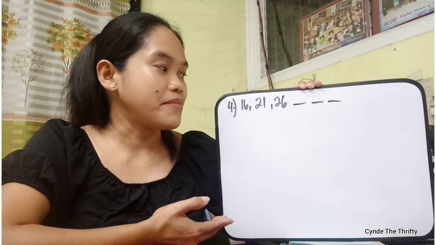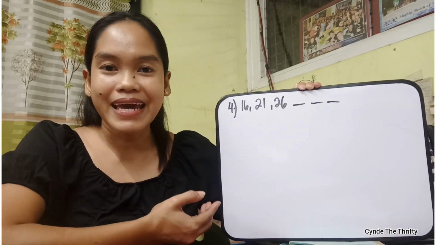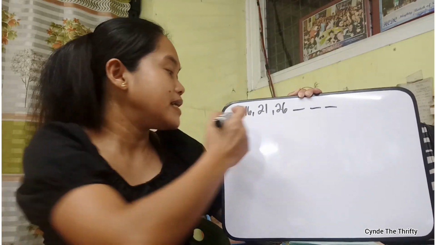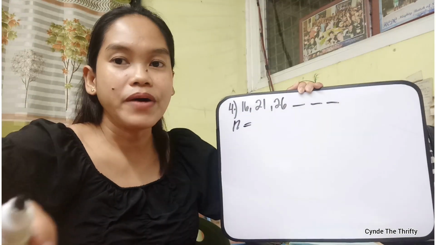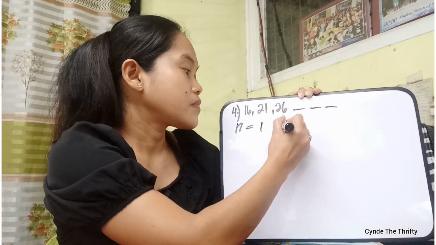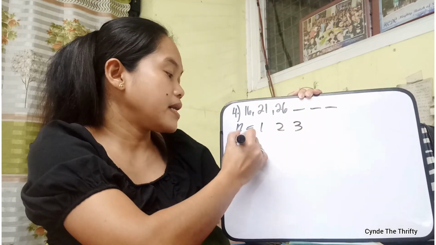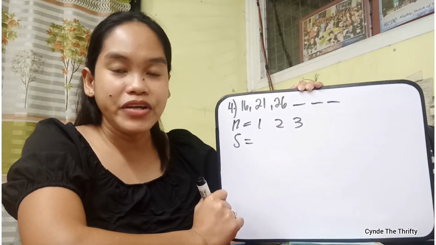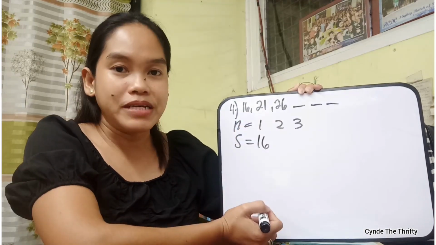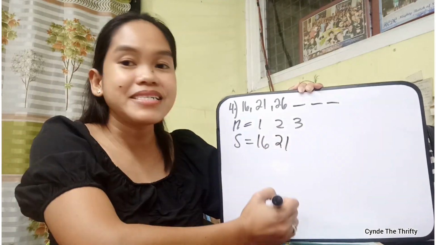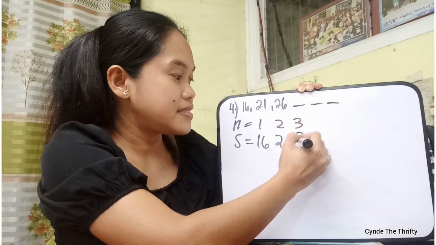So, we have last example that is 16, 21, and 26. So, again, ang gagawin natin is isulat natin si n or term. So, ilang term meron tayo? Tatlo. So, 1, 2, 3. Ayan. So, pagkatapos, isulat natin si sequence. Ano yung nasa first term natin? Ang nasa first term natin is 16. Ang nasa second term is 21. Ang nasa third term is 26.